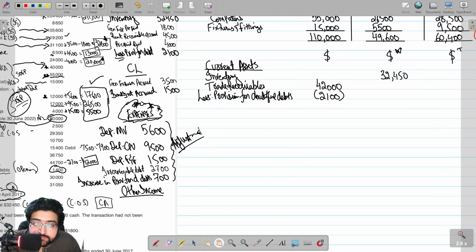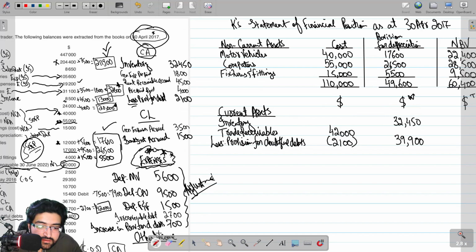$39,900. This is the value of my trade receivables. How did I remember to do this? Because in my current assets rough working, one second, over here, I had recorded this. So looking at this, I remembered, and I did this. That's why our rough work is so important.